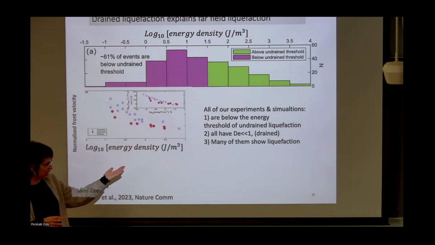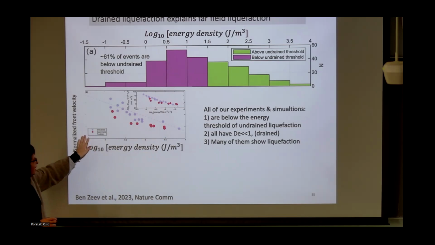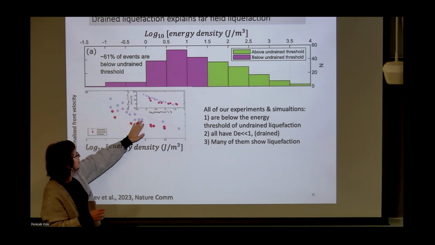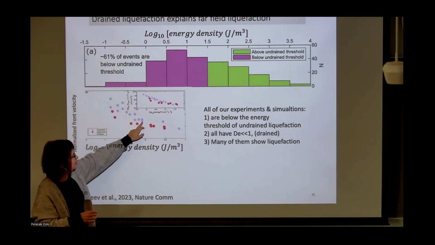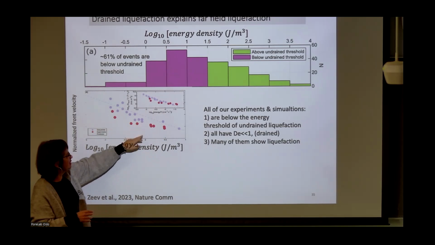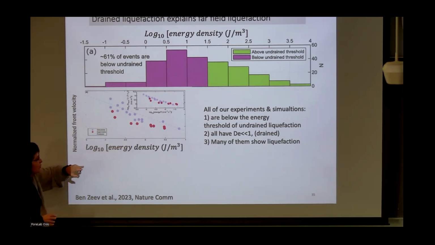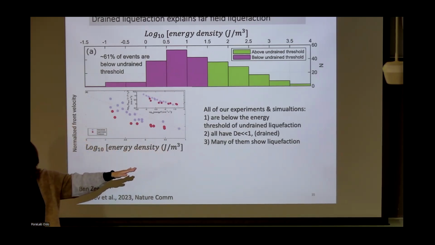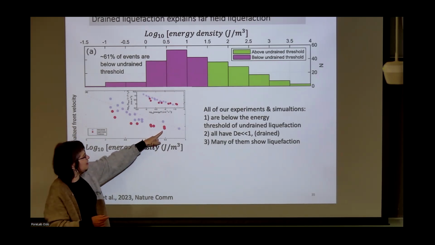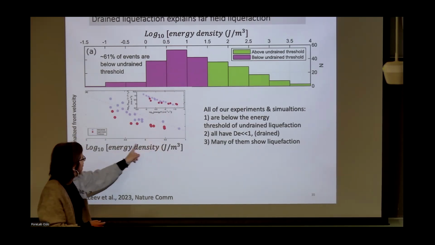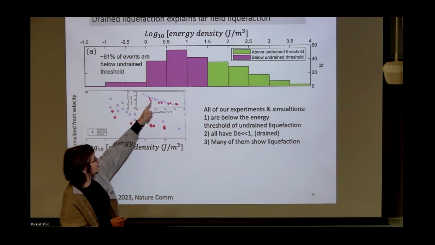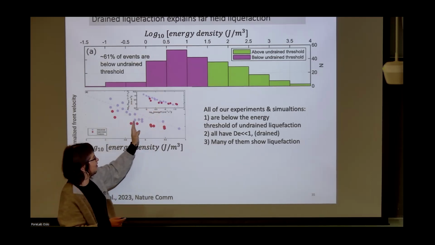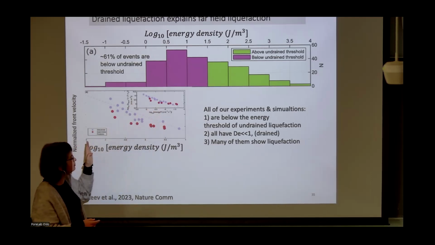They're all drained, and many of them show liquefaction. Here we gather all the simulations in purple and the experiments in red, and we plot them as their front velocity, normalized, versus the energy density that we put into them. And you can see that all of them, they have the same scale, by the way, as the top plot. So all of them are in this low energy regime.